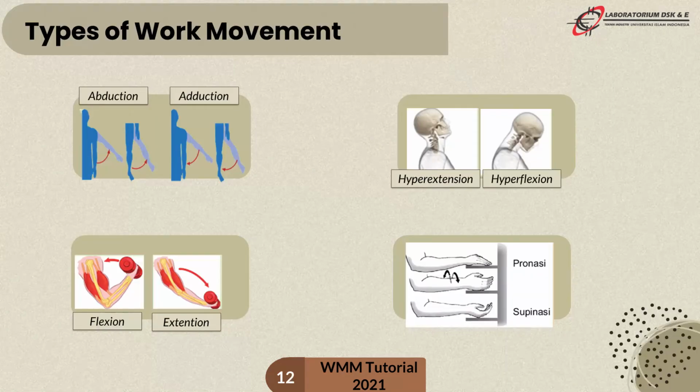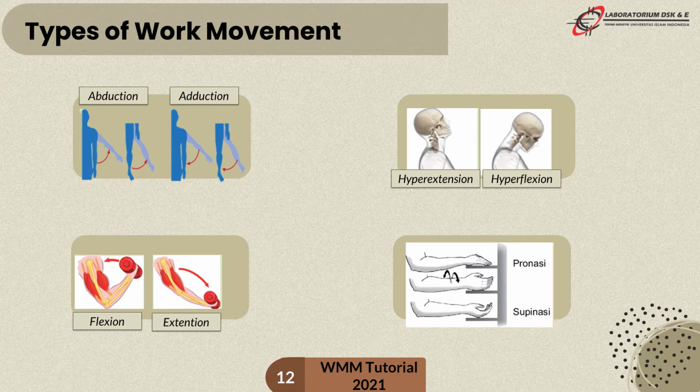Types of work movements. Abduction is a sideways movement away from the central axis, the median plane of the body. Adduction is the movement towards the center axis of the body or the median plane. Flexion is a movement in which the angle between two bones is reduced. Extension is a stretching motion where there is an increase in the angle between two bones. Hyperextension means there is excessive movement of a joint in one direction, or straightening, or looking up.